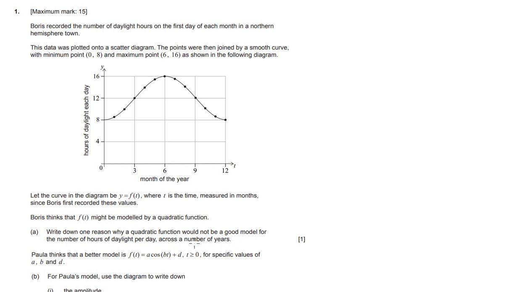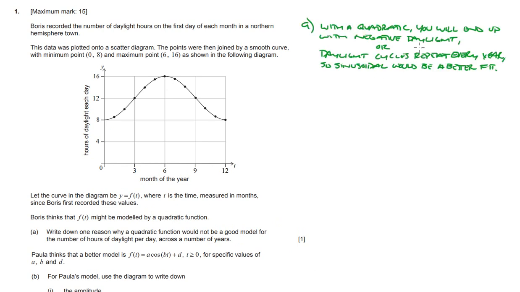A couple of things I can think of actually would be really the daylight cycle repeats every year, so a sinusoidal would be a much better choice. And also, if this was truly a quadratic, it would go down like this and we'd end up having negative daylight, which of course would not make sense. So either one of those would be good. I would just write down one because they asked for one. If you feel confident with your one, stick with that one. Okay, so put those on there.